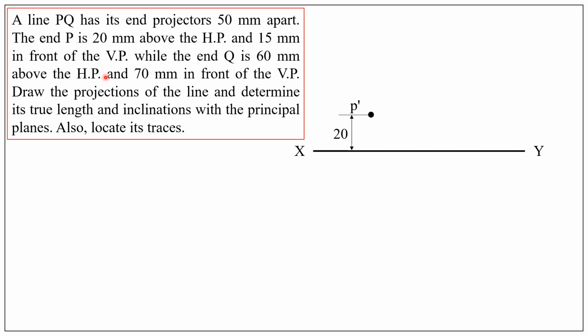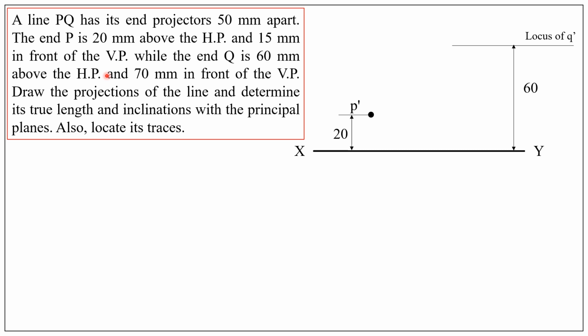Like P dash, we cannot fix the position of Q dash directly because the distance between the points P and Q is not given. Therefore, simply draw a horizontal line at a distance of 60 mm above XY line, and that line is the locus of Q dash, meaning point Q dash will lie on this line.